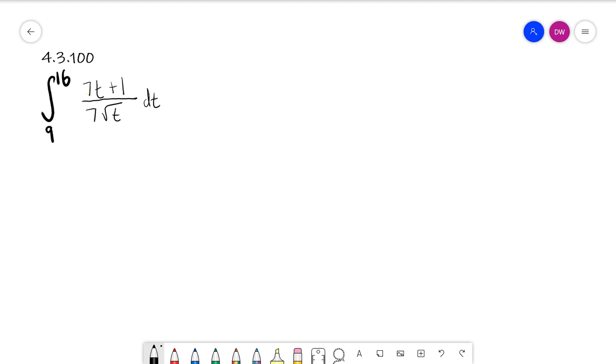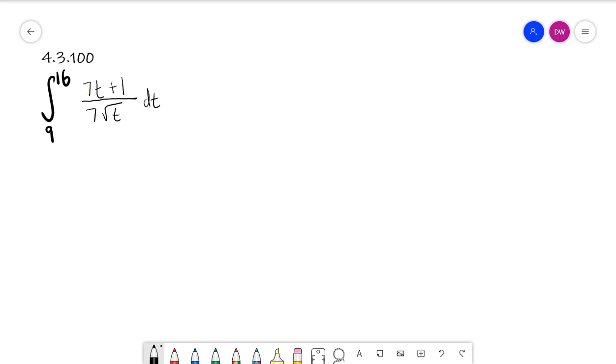In this question, we have the integral from 9 to 16 of (7t + 1) over 7 square root t, dt. So the key to this type of problem is that although we have a fraction, there's only one term in the denominator, and that is 7 square root t.